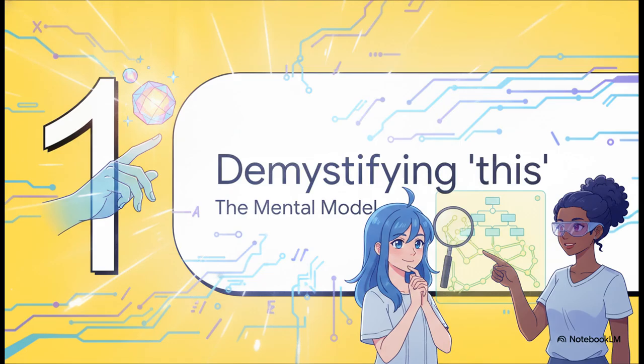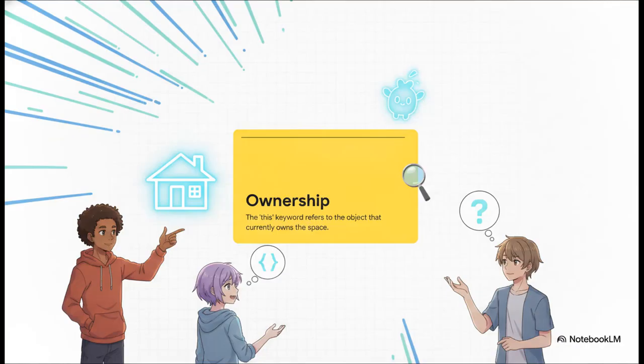Demystifying the this keyword, the mental model. If you take away just one single thing from today, let it be this definition right here. The this keyword refers to whatever object currently owns the space where the keyword is used. Ownership. That's it. That is the secret. I really want to train you to constantly ask yourself one simple question whenever you're looking at a block of JavaScript code. Who owns this space? Because if you can identify the owner of the current context, you instantly know what the this keyword is pointing to. It really is just that straightforward.